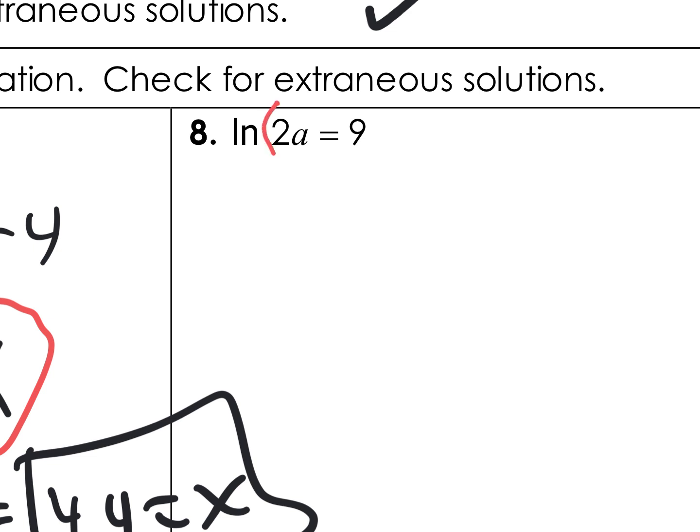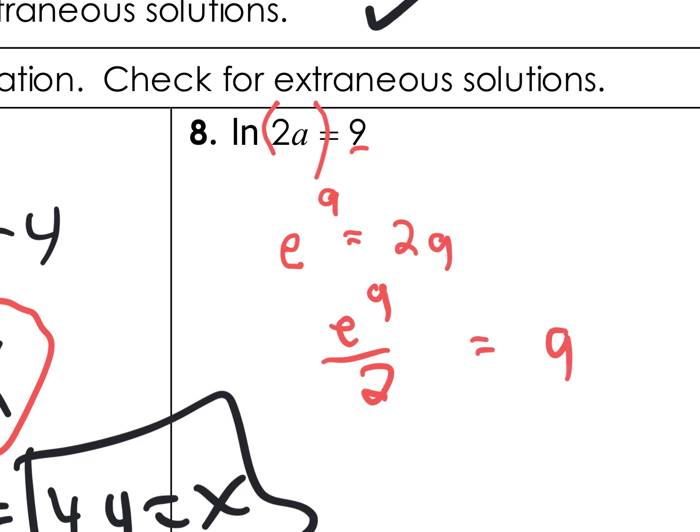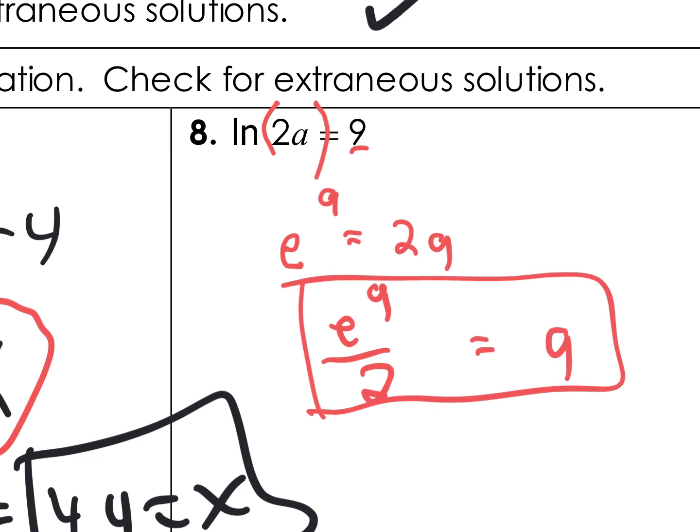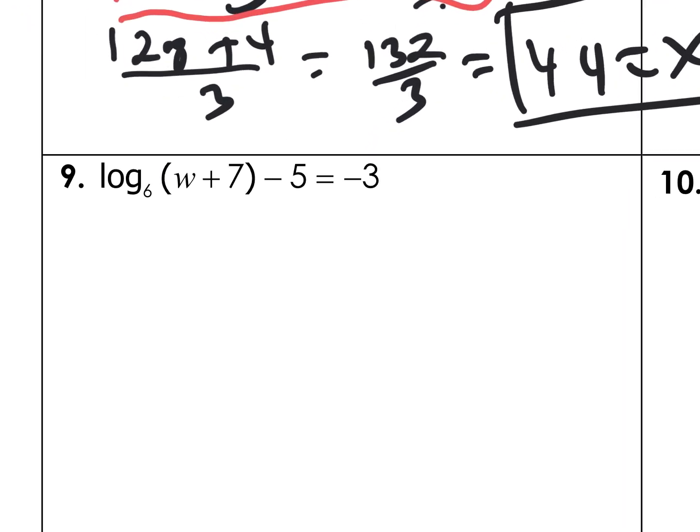This 2a is connected, so make sure you understand that the whole thing is being natural logged. So it's already basically condensed. The base is e. The 9 is my exponent, equals 2a. Well, e to the 9, I don't know what that is. I am going to divide by 2, whatever that is, a. I'm okay with that answer. It's a positive number. It's not going to affect anything negatively. And then we'll call one more for the road on this one.